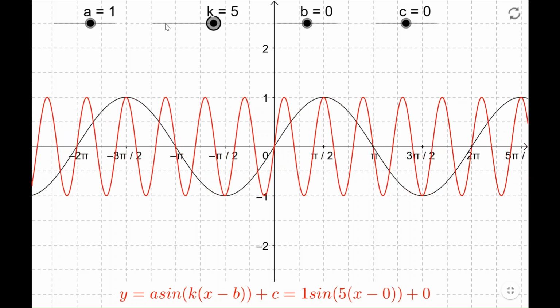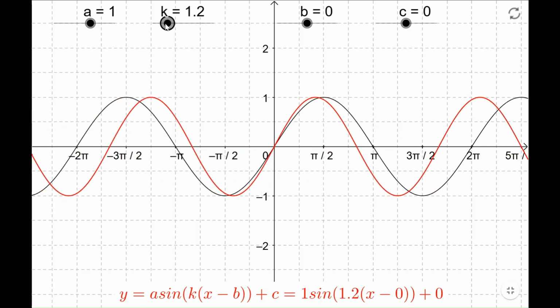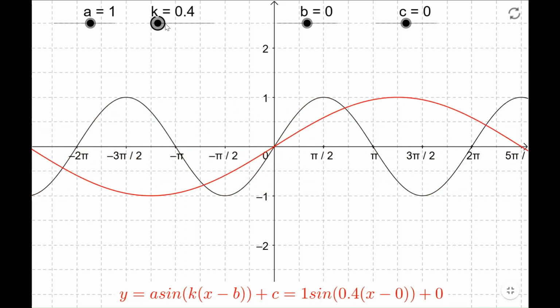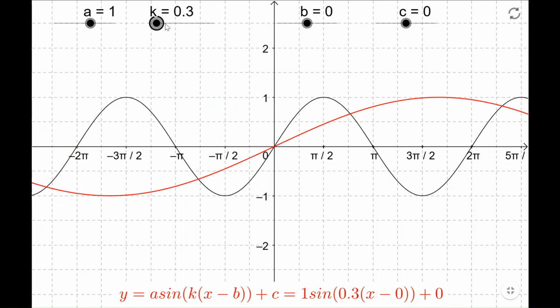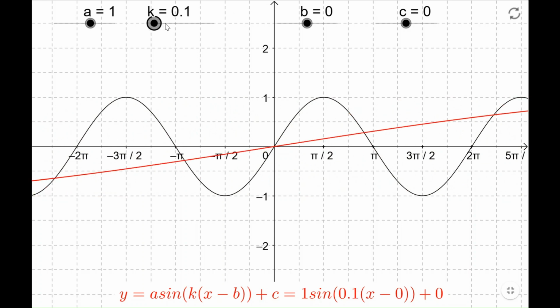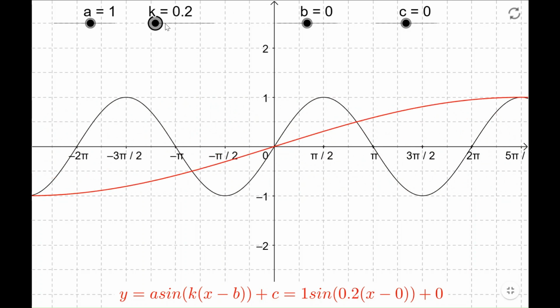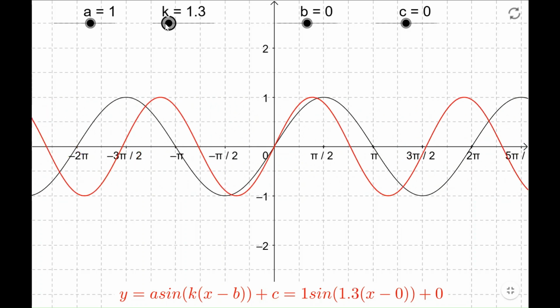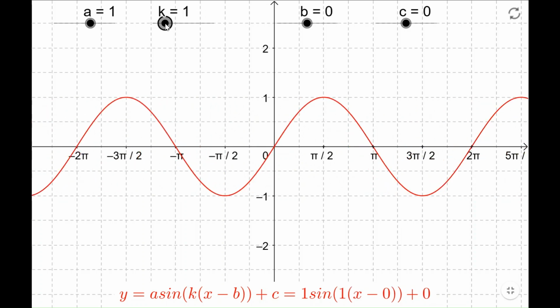Okay. And if we went the other direction, so if we made k less than 1, notice it's stretching that graph out further and further. So it's going to take more time, more distance to travel through the entire wave. Okay. And for the most part, we're not going to worry about negative k values. So it's always going to have a positive k value. Okay. So what does that k value tell us? It is that horizontal stretch or compression.